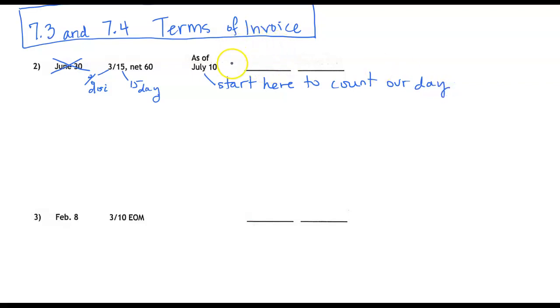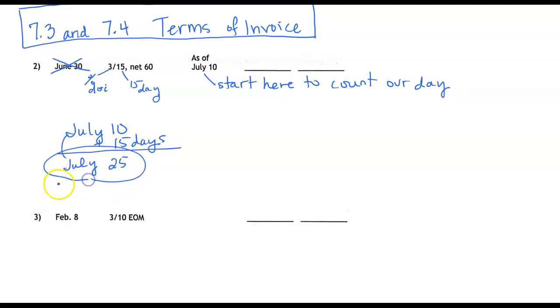So to get that discount date as the first date that we need to calculate, we're going to start with July 10th and add 15 days. And that gives us the same month, July, and that would be 25. July 25th does appear on a calendar, so that's our last discount day. Remember, up to and including July 25th, you're allowed that 3% discount. That was the date that went here, July 25th.